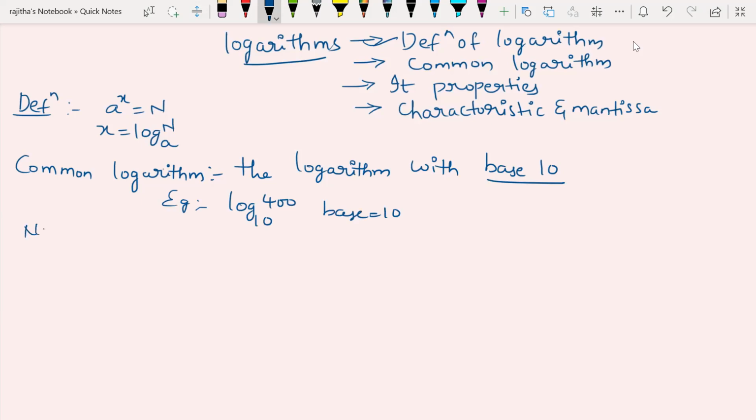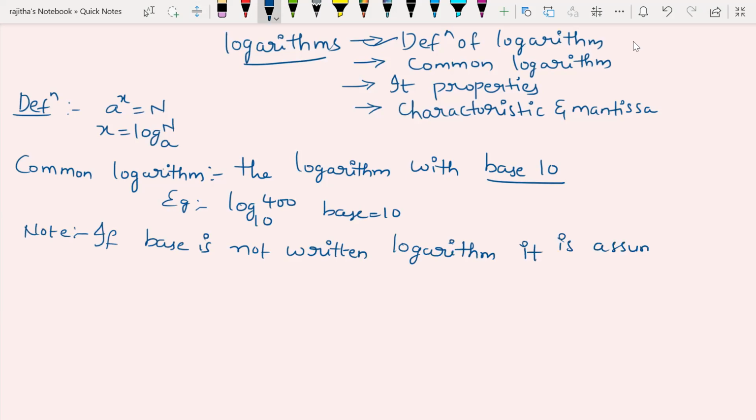So here, listen, one note point. If the base is not written in a logarithm, it is assumed to be base 10. Okay. So what are the logarithm and its properties?